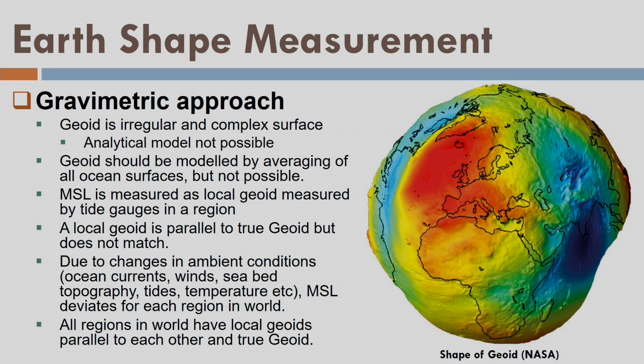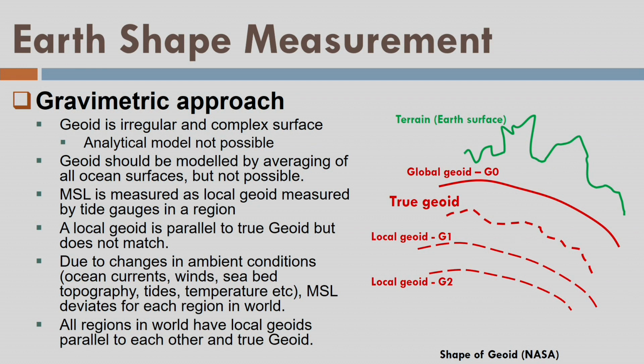Now, as I said, there are various factors like ocean currents, winds, seabed topography, tides, temperature, etc. They keep on varying, and hence these also decide the different levels of equipotential surface. So one surface is like this, curvilinear, another is parallel to this, and so we have local geoids in each and every country. It is shown here.